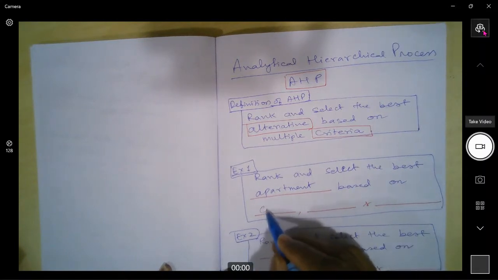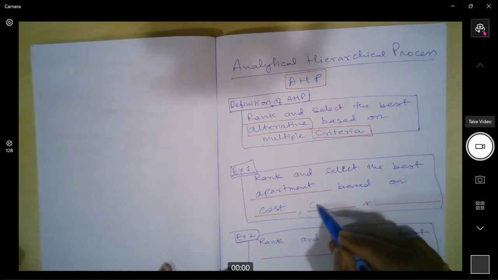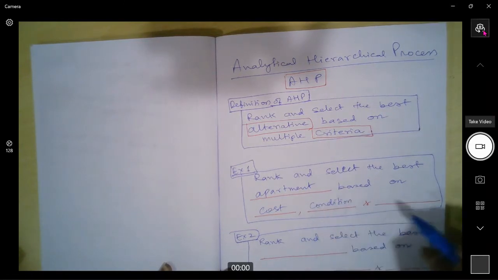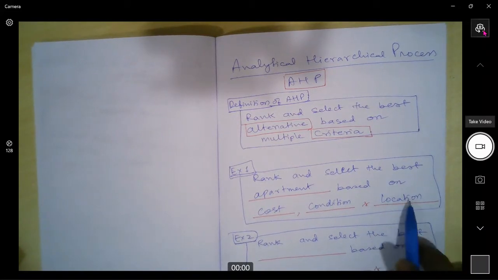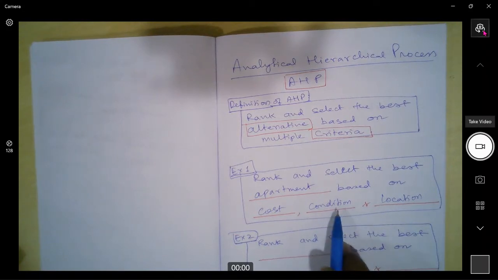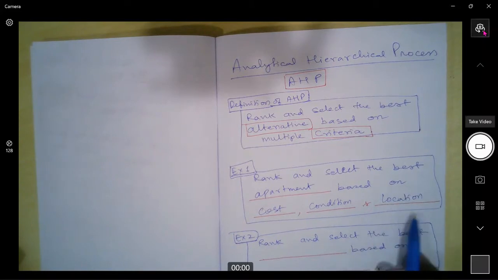Usually the criteria will be cost, and the criteria may be the condition in which it is, and then maybe the location. Whether it is nearby to the market, or nearby to the train station or whatever. So location parameters, then the condition, whether it is a new building or old building, and so on, and what is the cost. Now you may feel that some people may say, I don't care how much it costs, I want the best location.